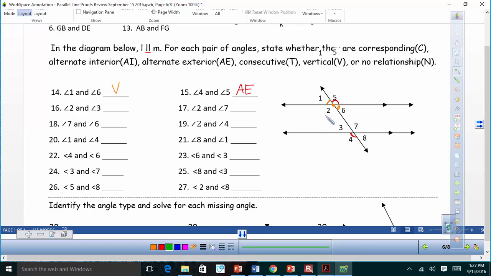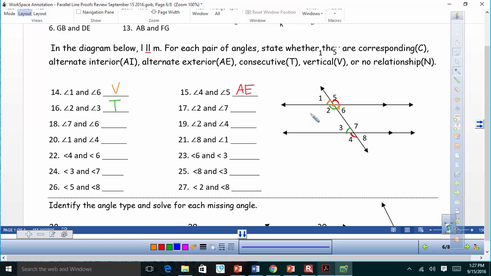Okay. What about 2, which is right here, and 3, which is right here? What type angles are those? Angles 2 and angle 3. They're consecutive, okay? A lot of people get corresponding and consecutive confused. You need to know the difference, okay? Consecutive means inside the parallel lines, so 2 and 3 are both inside the parallel lines, and they're on the same side of the transversal. They're on the left-hand side. So this is consecutive, okay?